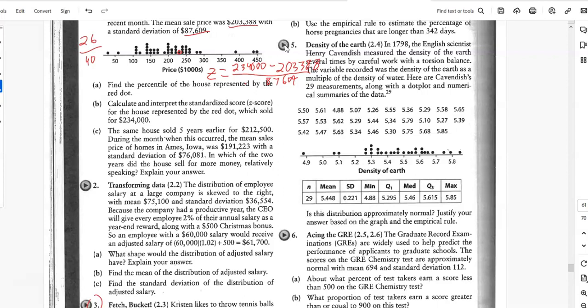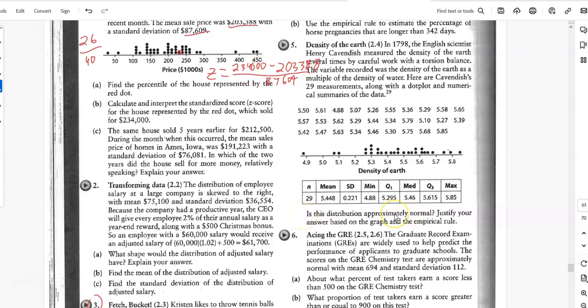Is this data approximately normal? Let's look at the picture first. We're looking for three things. Is it bell-shaped? Is it roughly symmetric? And is it unimodal? So it's definitely unimodal. Bell-shaped, I don't know about that. And roughly symmetric, it doesn't look that symmetric to me, so it doesn't look to be approximately normal.